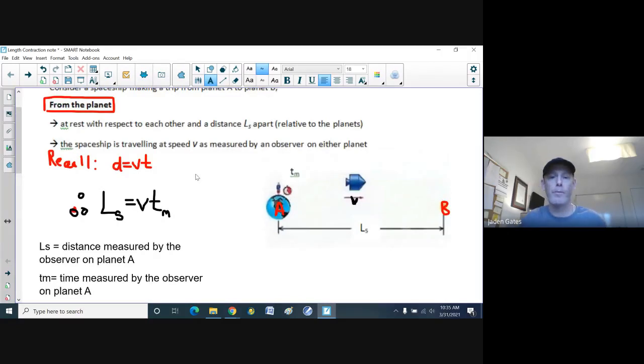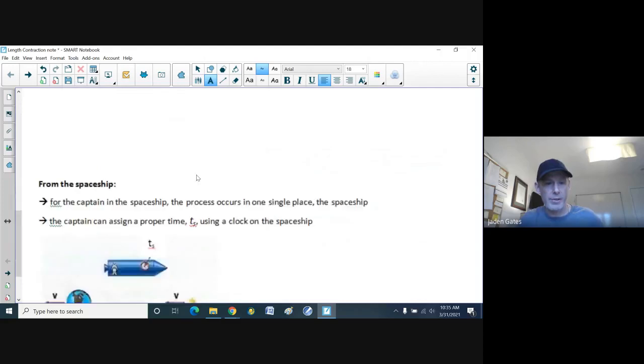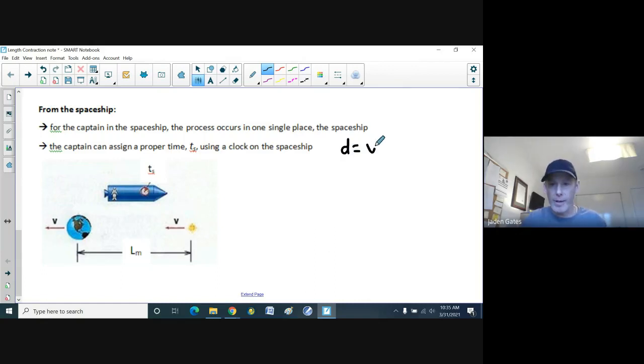That's one perspective. Now I'm going to flip perspectives, where I'm going to look from the spaceship's point of view. There's my little astronaut on there. Again, the same scenario is occurring: this spaceship is traveling from one planet to another. Now, t_S. Well, how are we going to look at this? Again, I'm going to use d equals v times t.